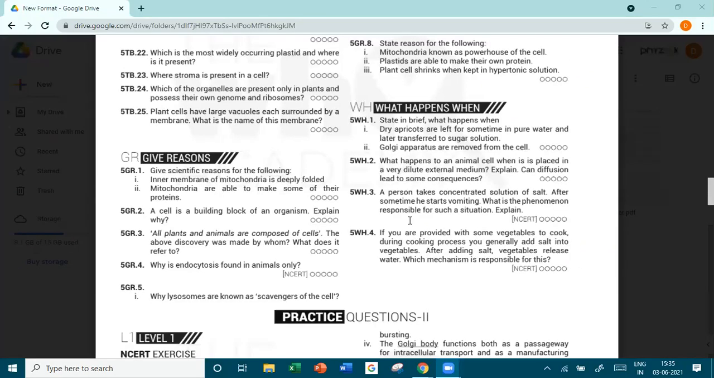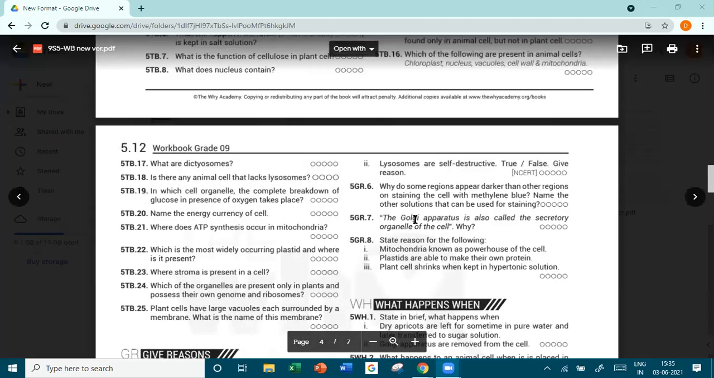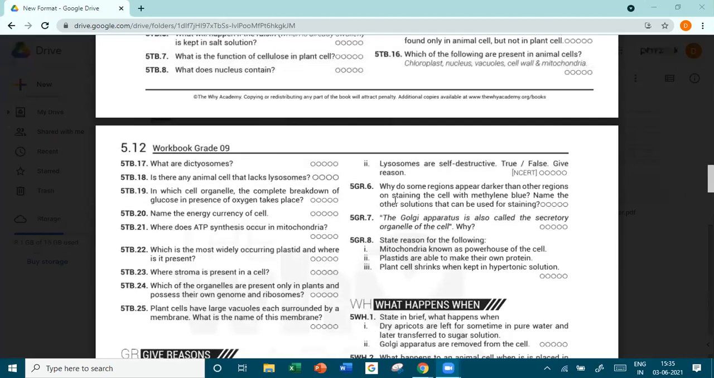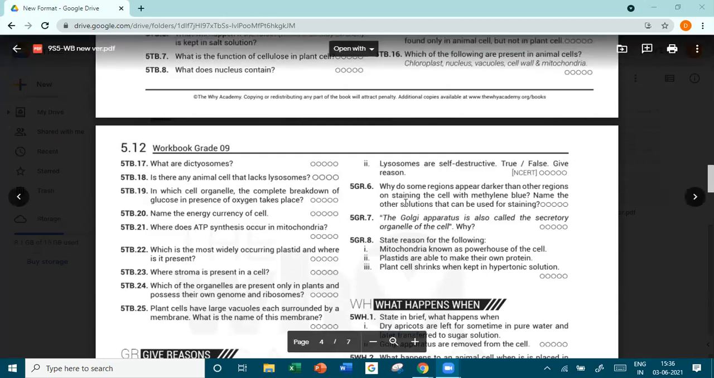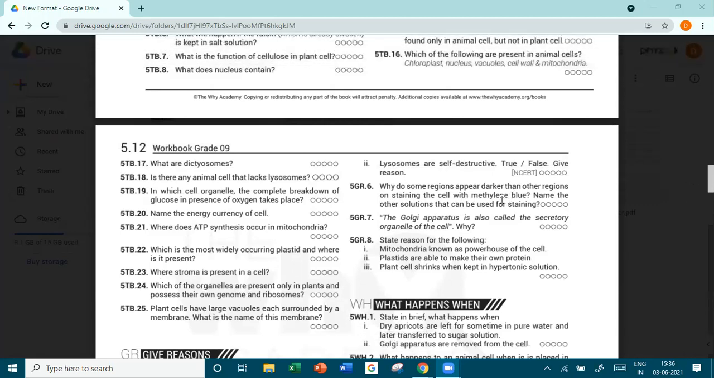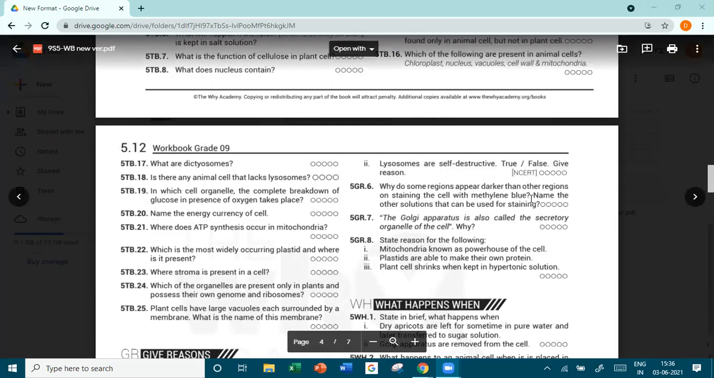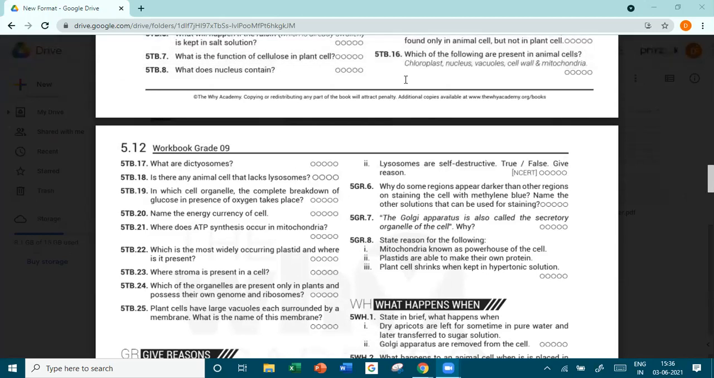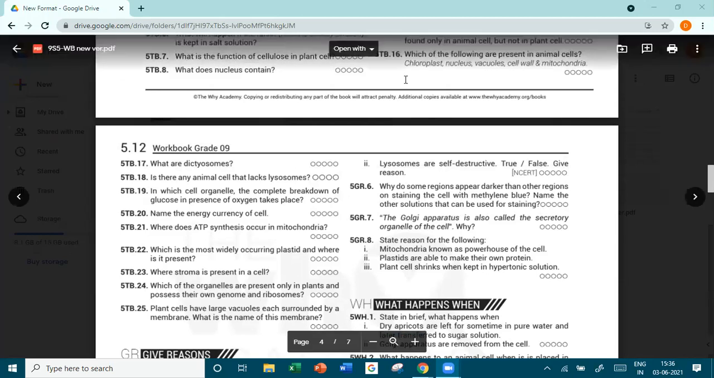Okay, why are lysosomes known as scavengers? We covered that, right? Okay, this is an interesting one. Again, this would be, I think, a bit difficult to answer at this stage, right? Okay, why do some regions appear darker than other regions on staining the cell with methylene blue? Name the other solutions that can be used for staining. Would anybody like to try to answer this question? Would anybody like to try?